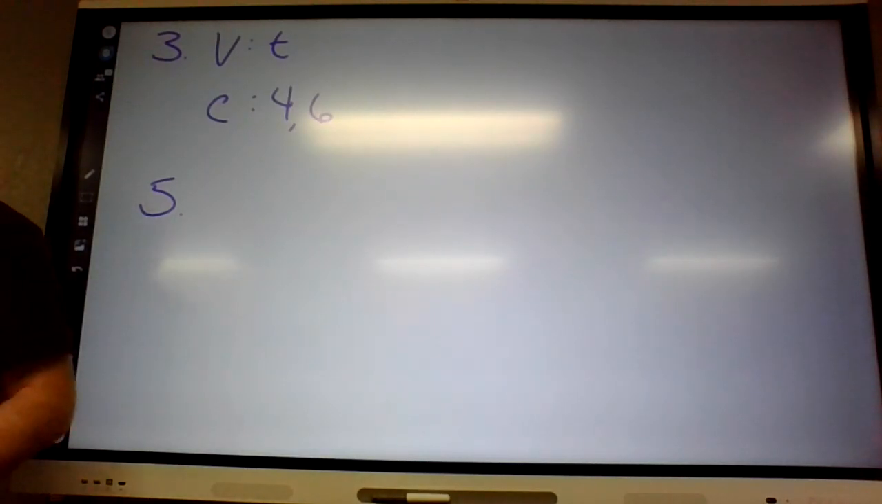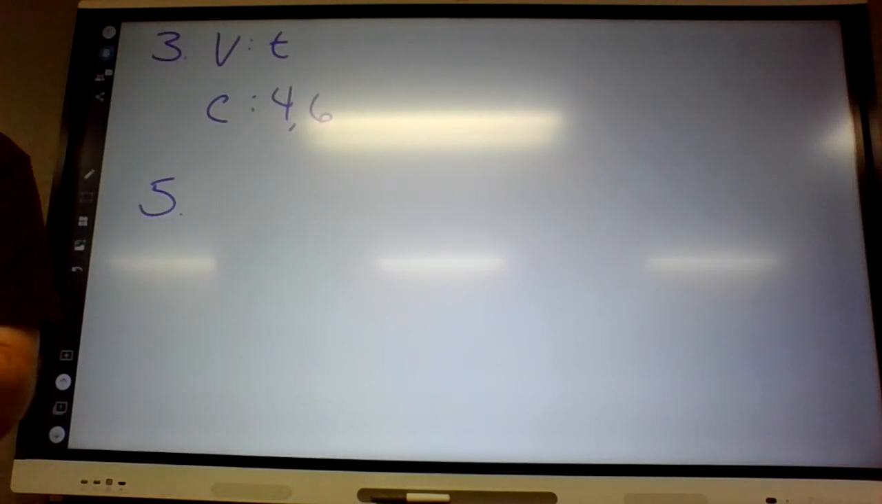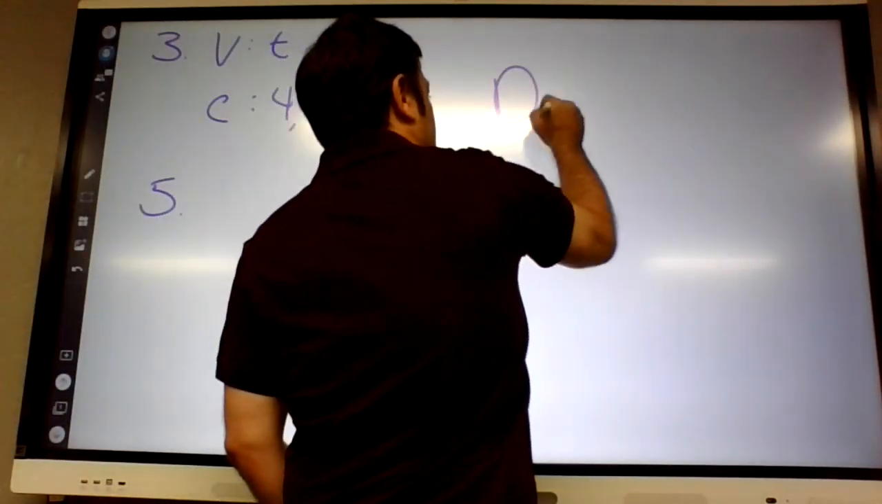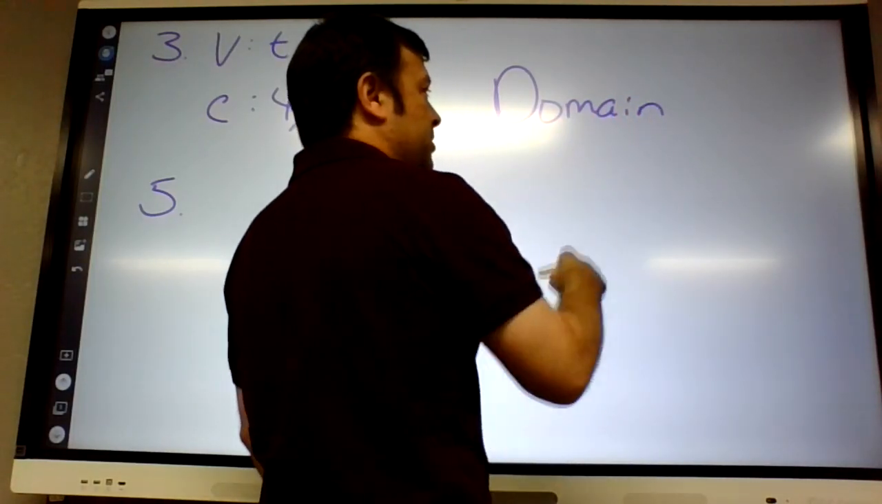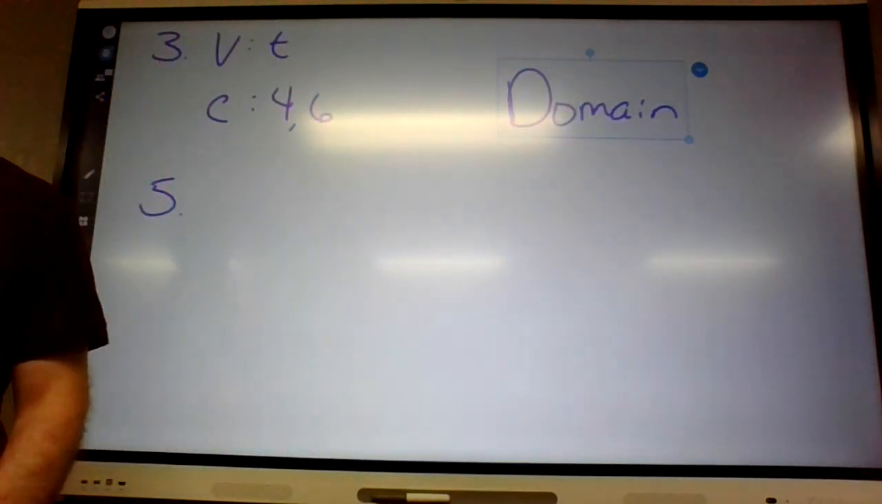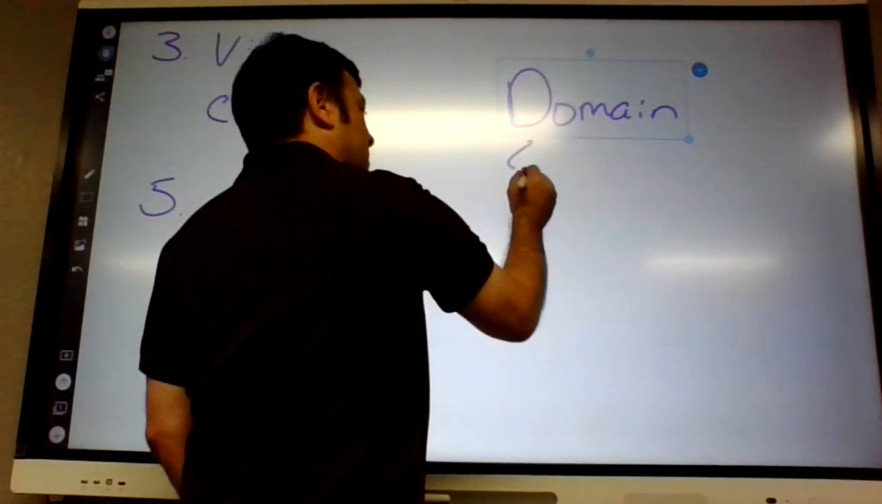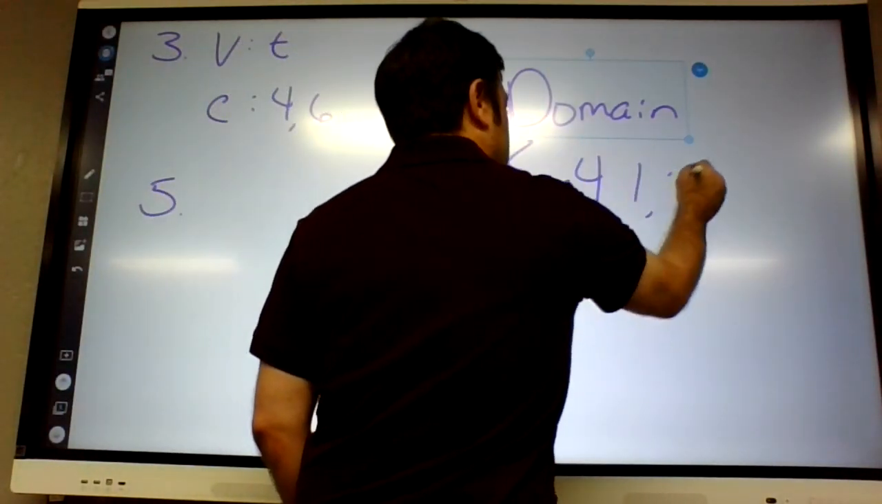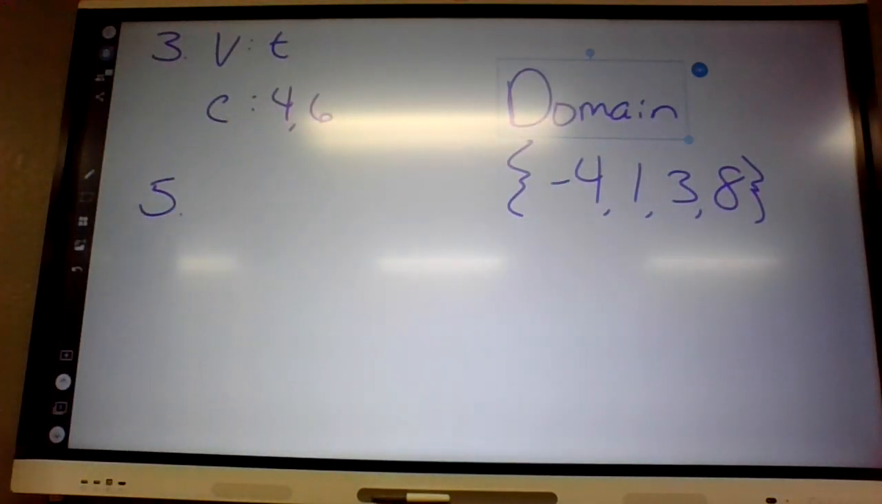I should explain this. It says evaluate each expression for each member of the domain. Okay, the domain, that's a fancy way of saying all the possible values that you can put in for x, or whatever the variable is. So the domain just means the possible values that you can plug in. So basically what they're saying is we're supposed to plug in all those values in the directions. And the directions say -4, 1, 3, 8. So we're going to plug all those in. That means each of these questions is gonna have 4 answers.